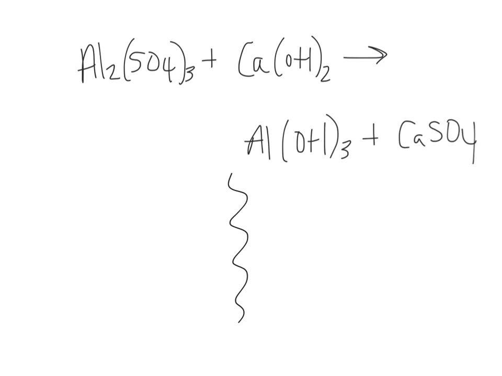One other thing I want to mention to you, I've mentioned this a little bit before, but if you see a polyatomic ion, so these many atoms that are bonded together that form an ion, a charged particle, if you see them on both sides, it's much easier most of the time to leave them together.